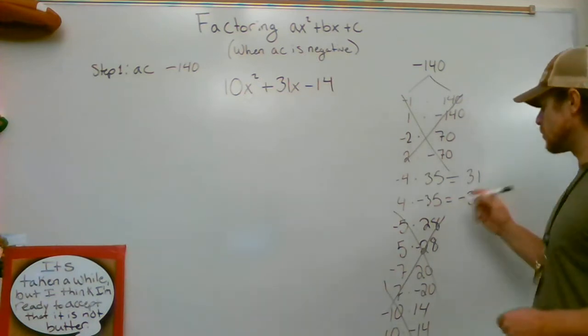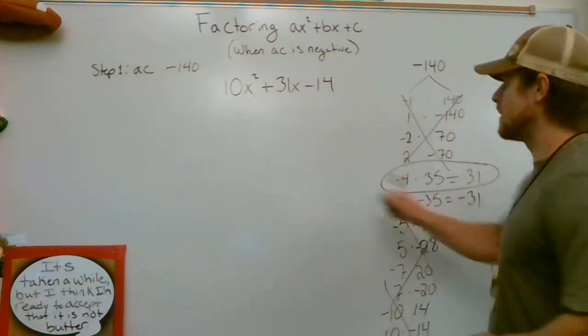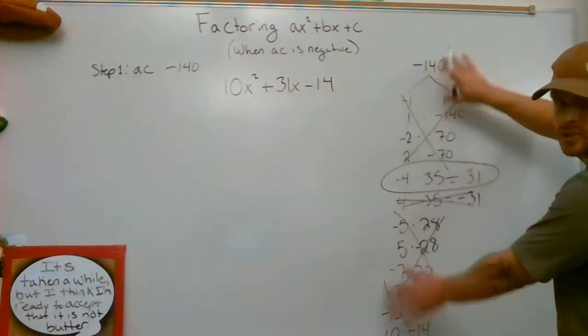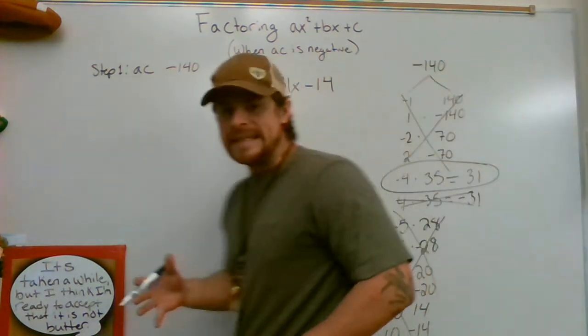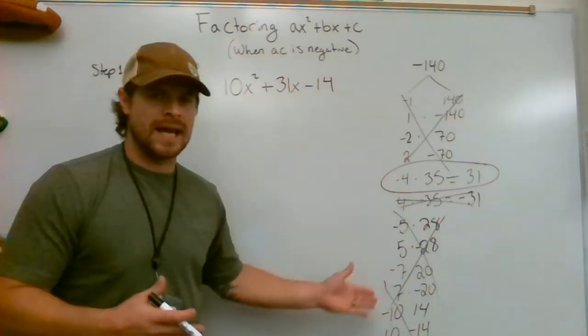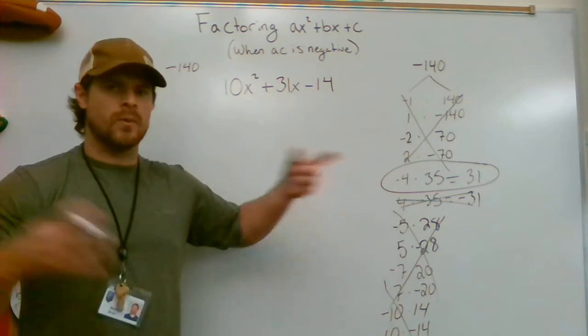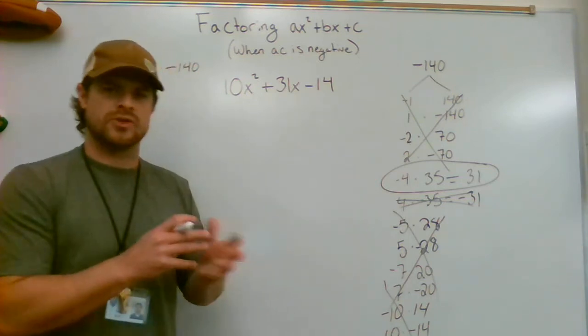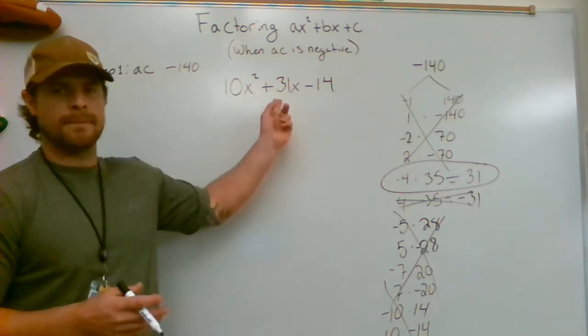I'm trying to use the one that's going to make the positive 31. So we can cancel that out. All this information is wasted. I don't need it. I'm not going to use it. So that's why I tell you that when you first start, list it all out and make sure that you use the right one. But when you get the hang of it, you'll probably just pick and choose the factors you want to use that are close to that b value.